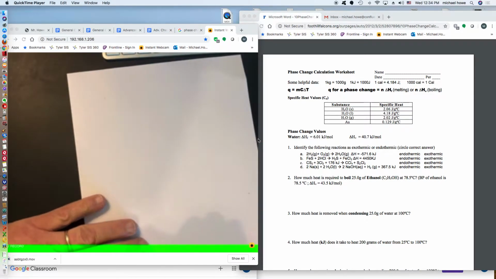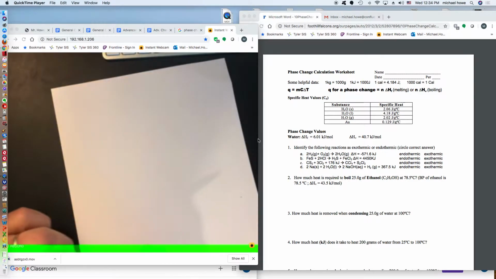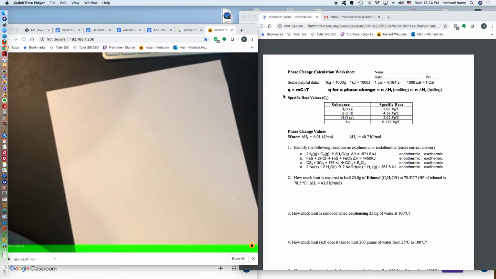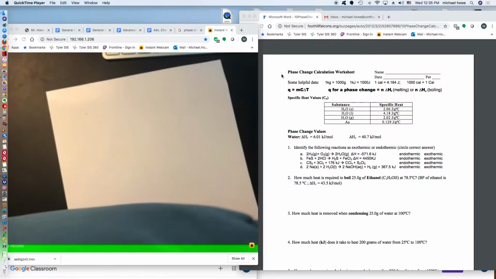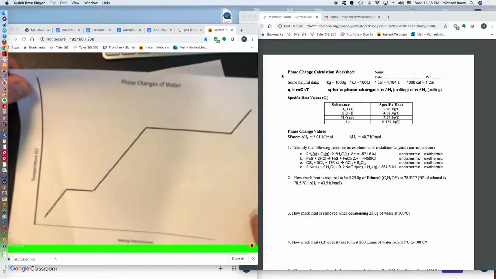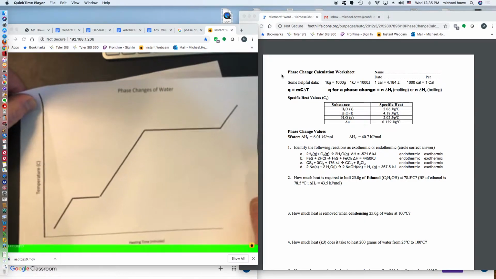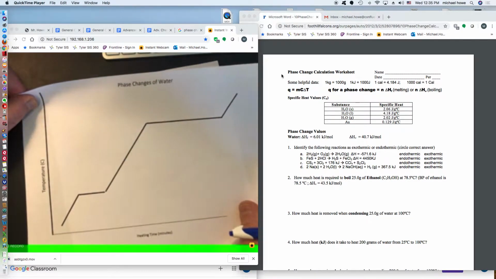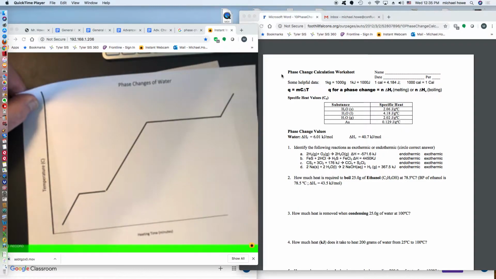So it's time to teach you a little bit about calculations related to phase changes. If you look over here at this problem set that I'm going to use for an example, we see that I have the three formulas that we had developed on a previous video that I made for you. That's the video where I used this graph to talk about the origin of the formulas that we use to calculate phase changes.